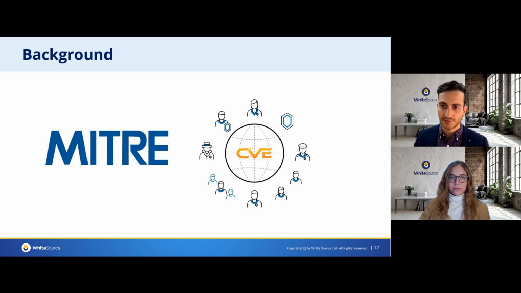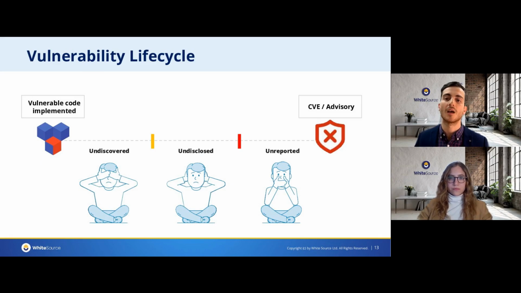WhiteSource researchers are seeing many products, small and big, that still don't share all their vulnerabilities via the community-agreed solution. Only a subset of all publicly disclosed vulnerabilities have been given a CVE identifier, leaving out the rest of the vulnerabilities out there, which include undiscovered, undisclosed, or unreported vulnerabilities. Unfortunately, each year many organizations are exposed to hundreds of vulnerabilities that go unreported.